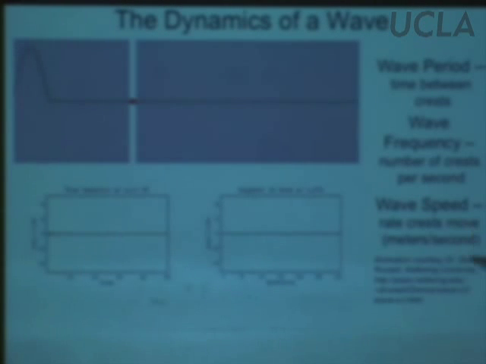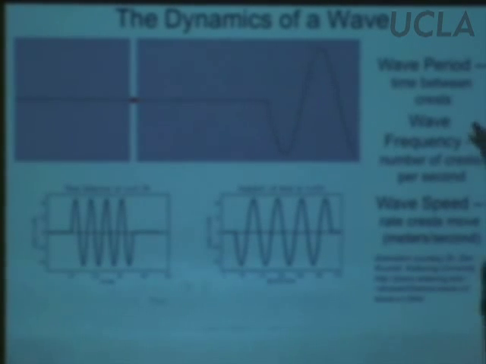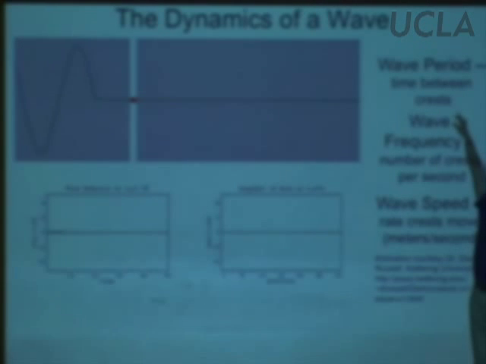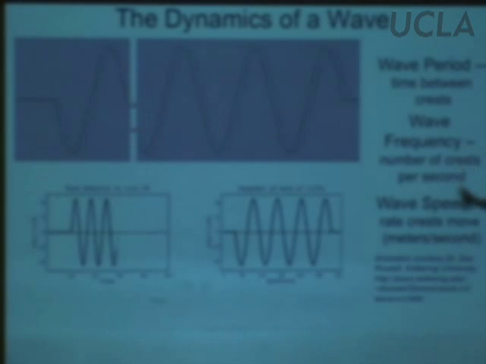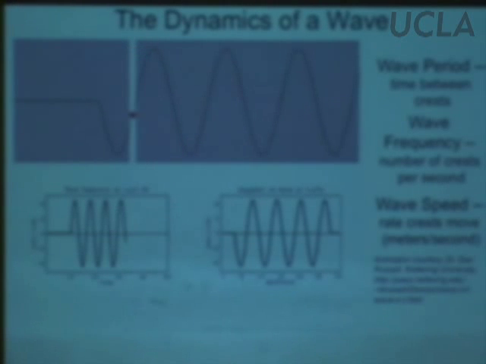And finally, the wave speed: how fast is the crest moving? What's its rate of motion? How fast is the trough moving? So we have a wave period, which is in units of time, the time difference between one crest and the next crest, or between one trough and the next trough. We have a frequency, which has units of reciprocal time, how many troughs are passing per second or per minute. And finally, we have a wave speed, how fast is the wave moving in meters per second. And these three things are actually very closely related to each other and to wavelength.